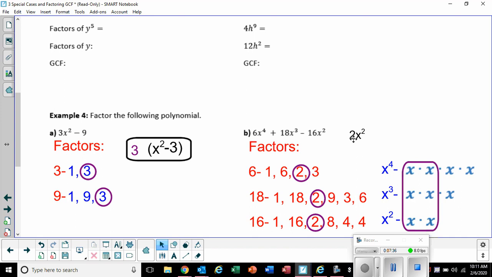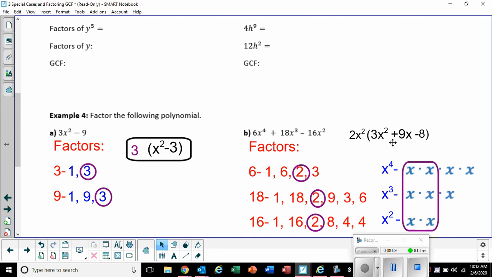So now that's what I'm going to divide each term by to get my leftovers. So 6 divided by 2 leaves me with 3. x to the fourth divided by x squared, I'm just going to subtract the exponents, leaves me with x squared. Okay. 18 divided by 2 leaves me with 9. x to the third divided by x squared, I subtract the exponents, I'm left with an x. Negative 16 divided by 2 is negative 8. x squared divided by x squared, the x's cancel out. They're gone. And I'm left with negative 8.